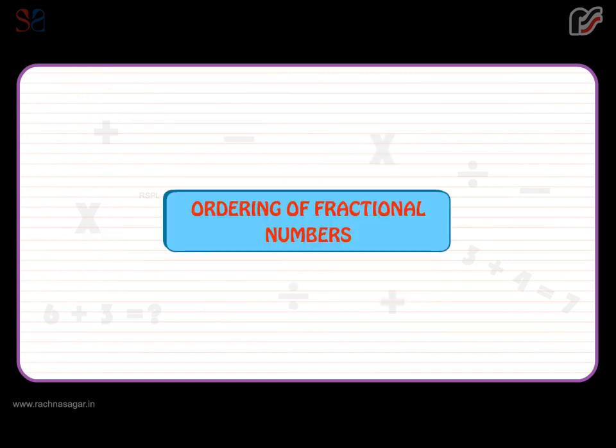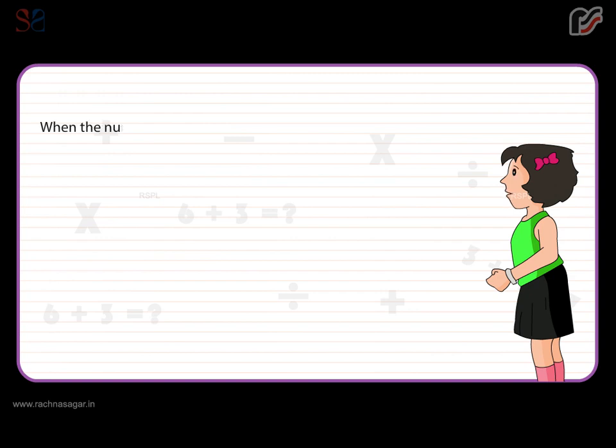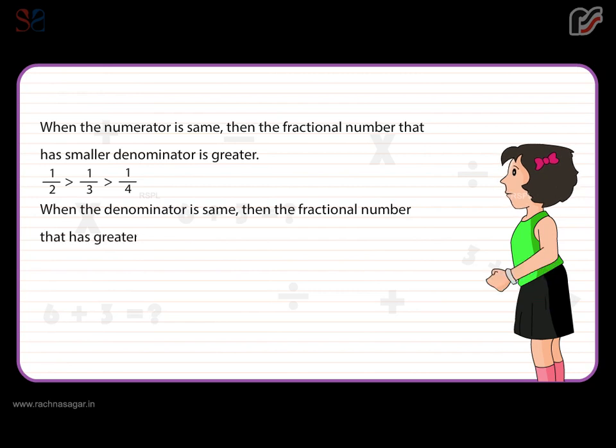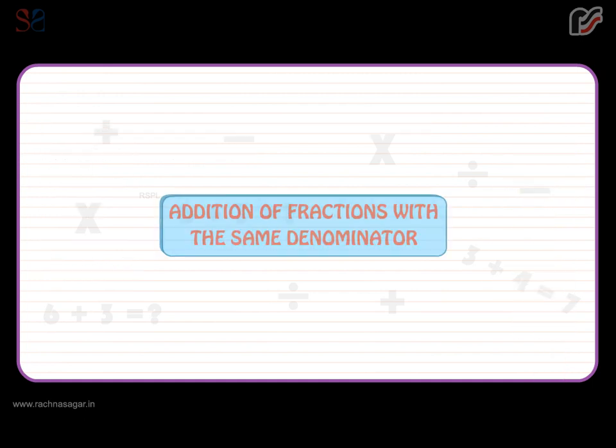Order of fractional numbers. When the numerator is same, then the fractional number that has smaller denominator is greater. Half is greater than 1/3, which is greater than 1/4. When the denominator is same, then the fractional number that has greater numerator is greater. 3/4 is greater than 2/4, which is greater than 1/4.